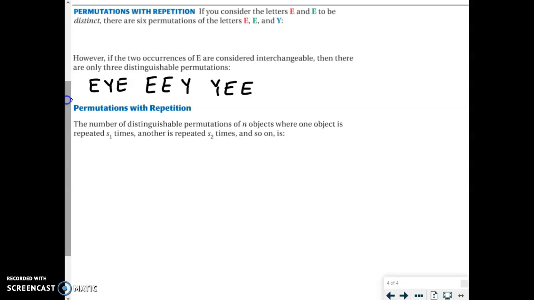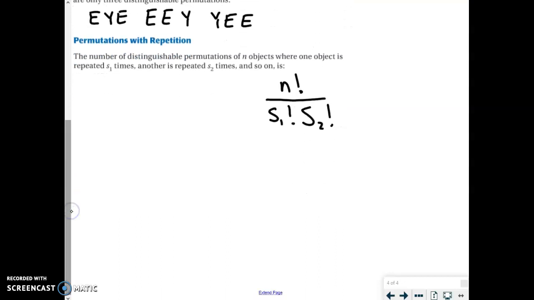So with that, we come across a permutation with repetition. Anytime you have a permutation with repetition, okay, what you are going to do is the following. You are going to take n factorial and divide it by any repetitions that you would have. So in this case, it would be s1 factorial and s2 factorial. So the example that I'm going to use with you here, ladies and gentlemen, is the word banana.